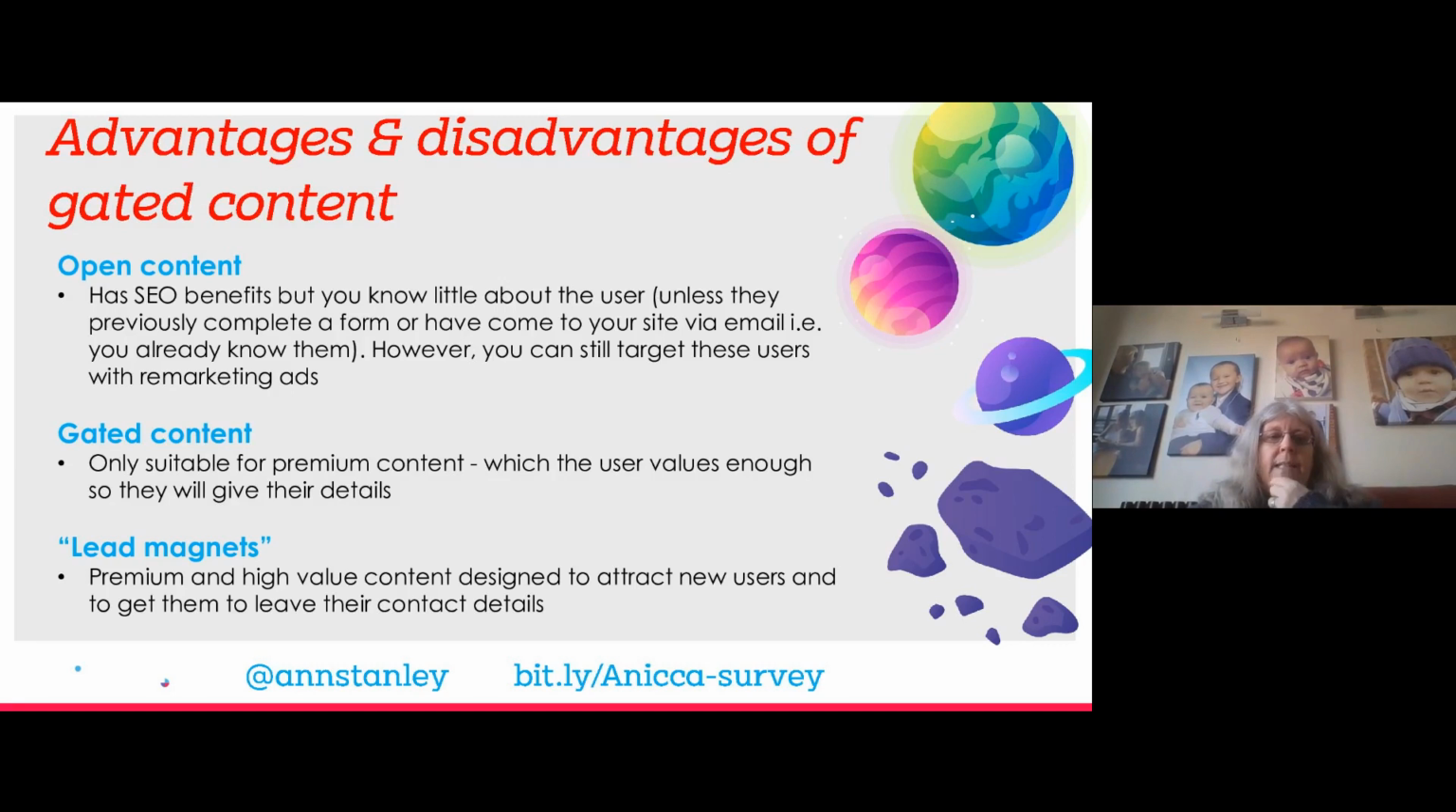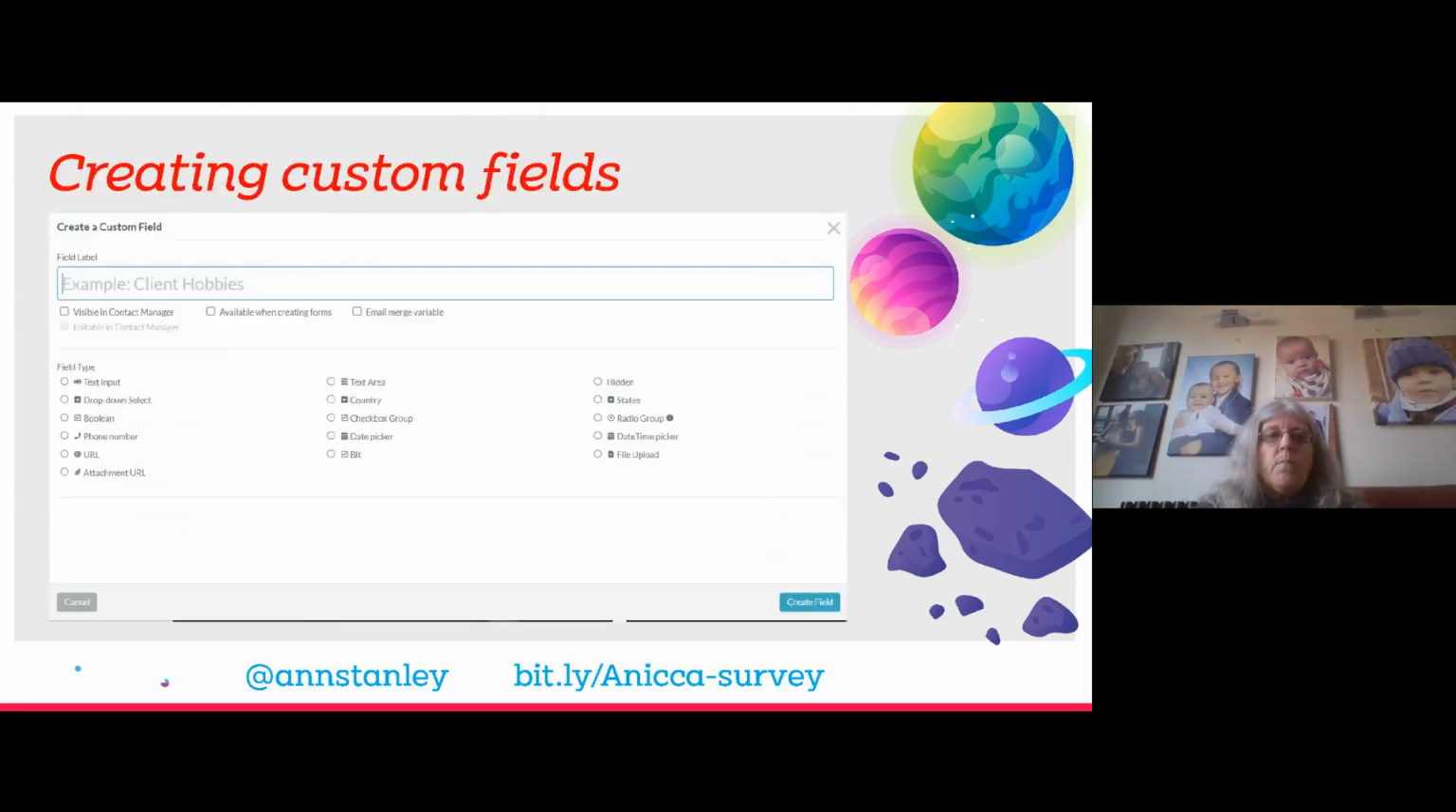So generally, unless it's really high value content like the A10 marketing framework, which is 50 pages, it's a really chunky bit of work, we don't tend to use gated content. We prefer open content as much as possible. And you can also use these as lead magnets. So what that means is you actually do ads to promote it and get them to come back to that gated content. So hopefully that answers your questions, Ismay, that I know you asked earlier on.